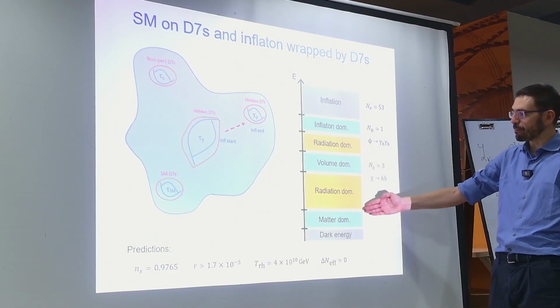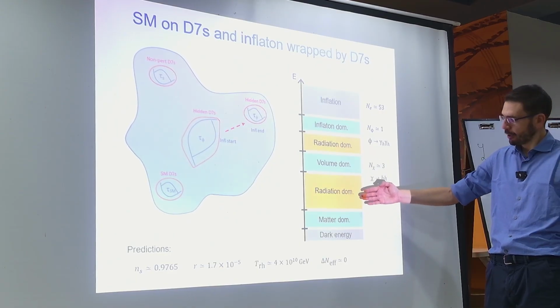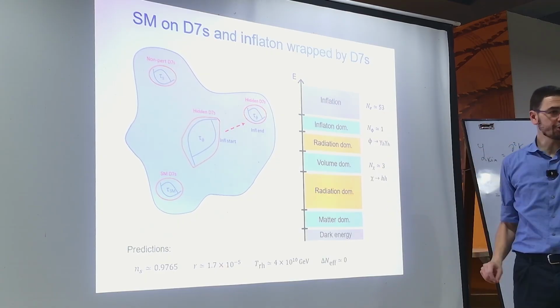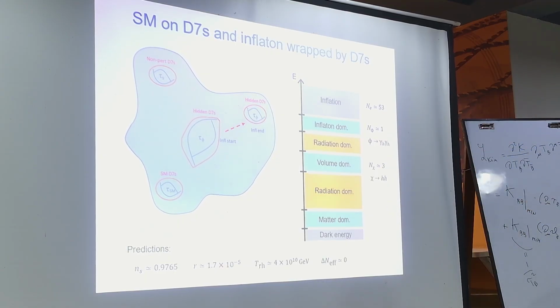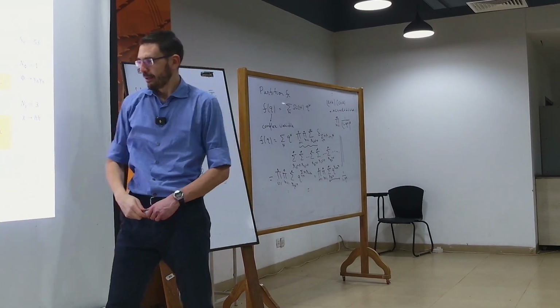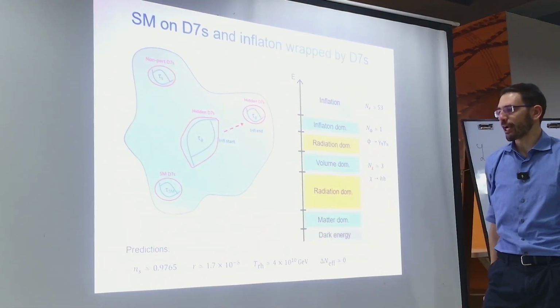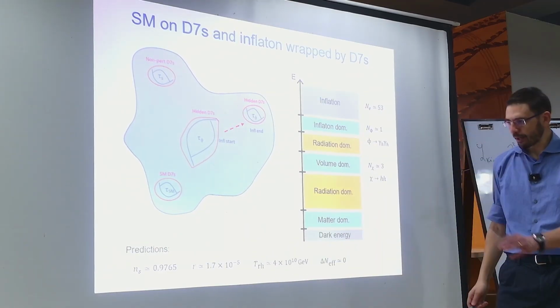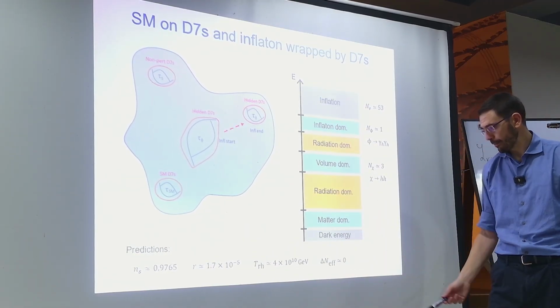And then you have the standard Big Bang picture from here on, matter domination, dark energy. And the total number of e-foldings of inflation becomes 53. So you can really compute it exactly. You can plug it back in the formula we've seen before, and you get nice predictions for the spectral index, the tensor to scalar ratio, the reheating temperature.